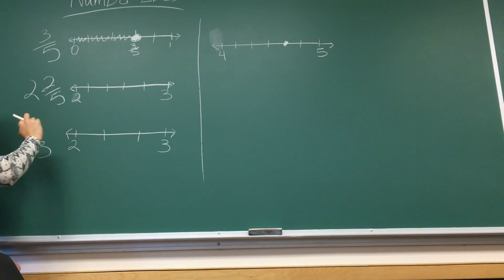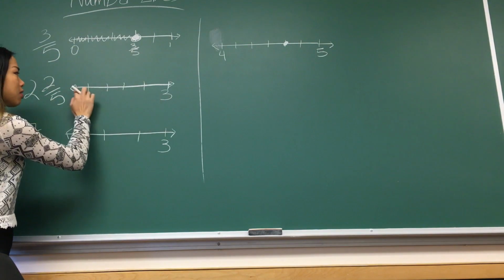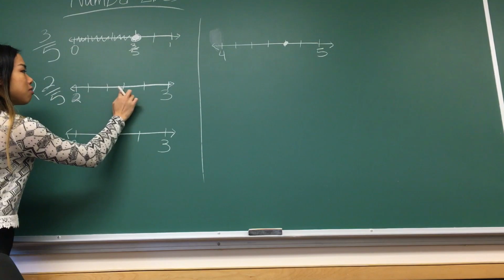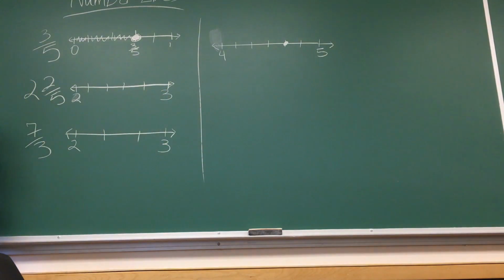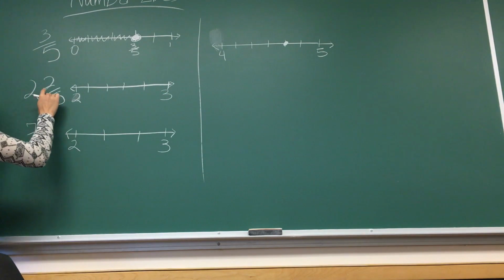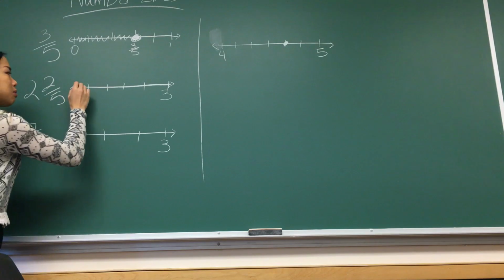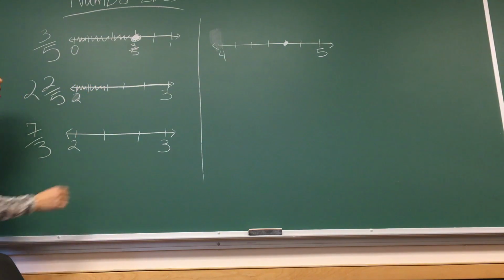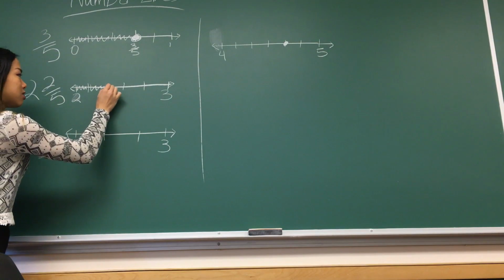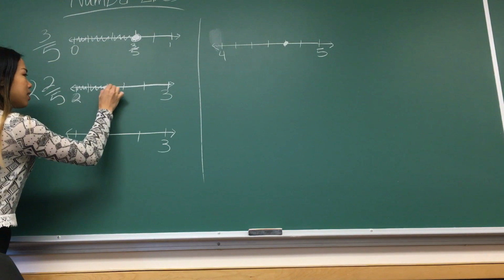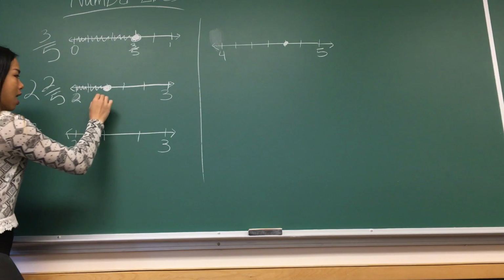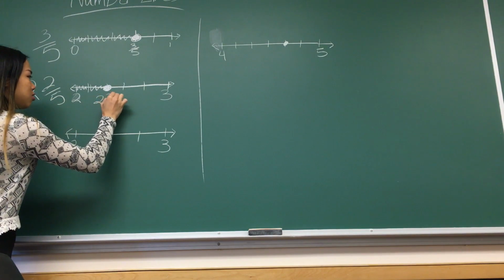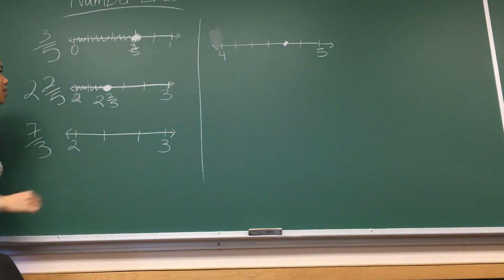So do we have 5 pieces between 2 and 3? We got 1, 2, 3, 4, 5. So yes, we do. That's great. And now we have 2 of those. So we have 1, 2. So that means our indicator, our circle, will go right here. And this shows that we have 2 and 2/5. That's done. Our next example is an improper fraction.